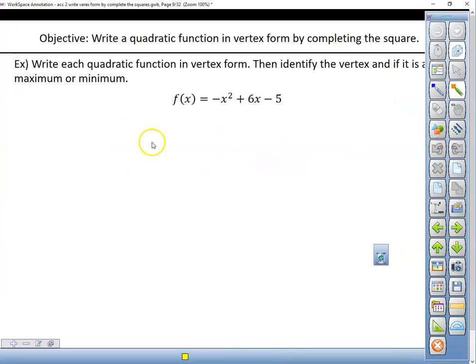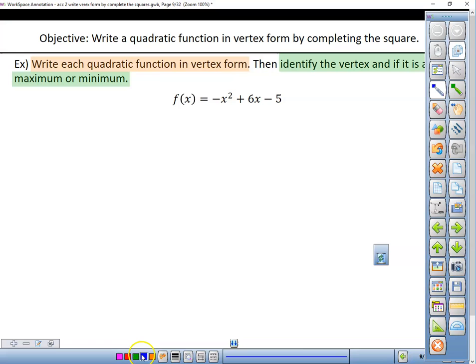So for this problem, we are going to write the quadratic function in vertex form. And then we have to make sure that before we say we're done with the problem, we also identify the vertex and whether it is a maximum or minimum.